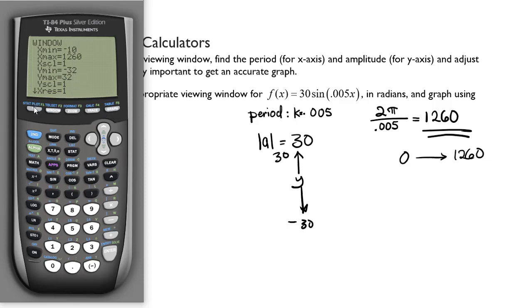Now let's enter the function in. 30 sine of 0.005 x, close parenthesis, and then graph it. This is a beautiful picture of one period for the sine function, given our information about how it's been shifted and stretched and shrunk, etc.